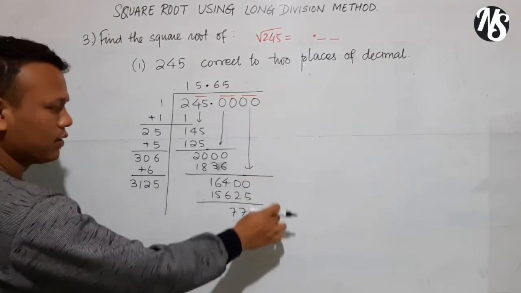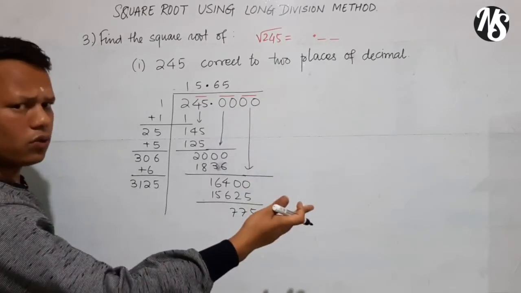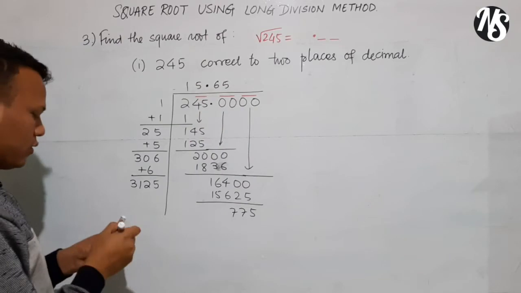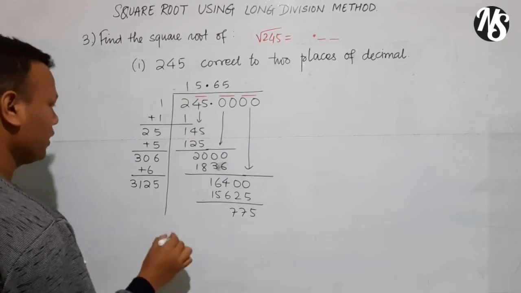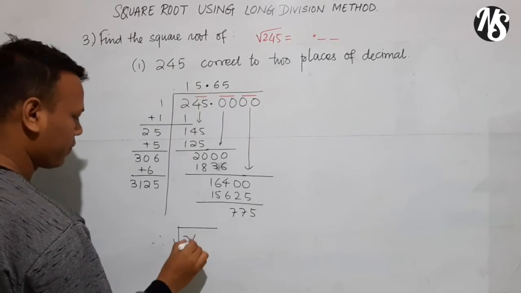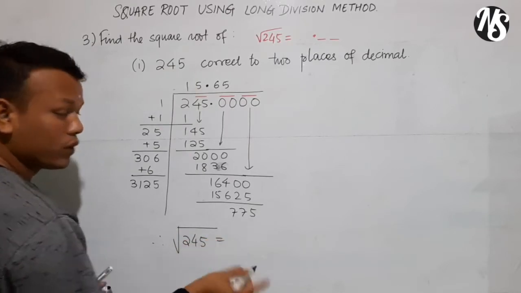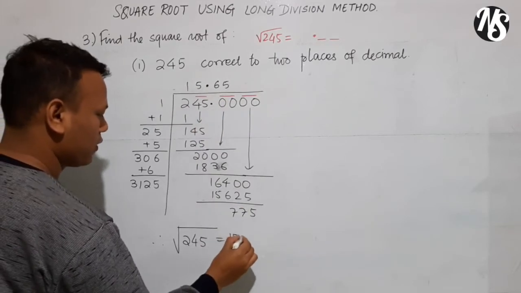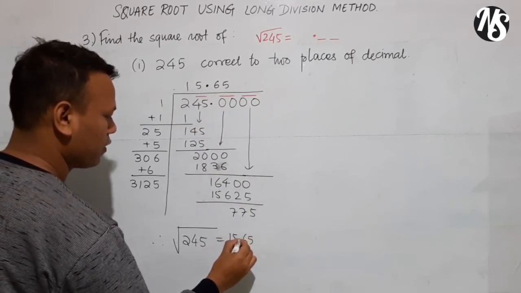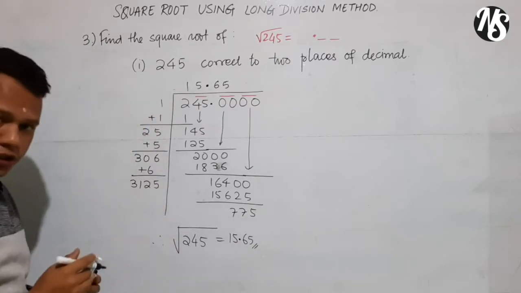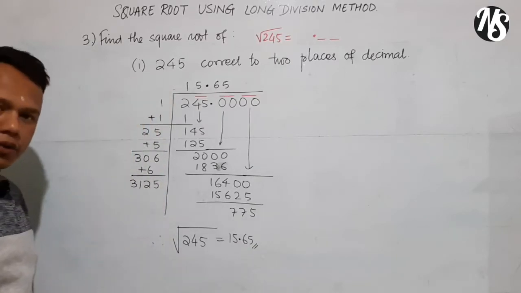Now is there anything that is coming down? No, right? And did we get the 2 decimal places now? Yes. So therefore we say that the square root of 245 to 2 decimal places is 15.65. So this is my answer for this particular question. Pause the video and note down your solution.